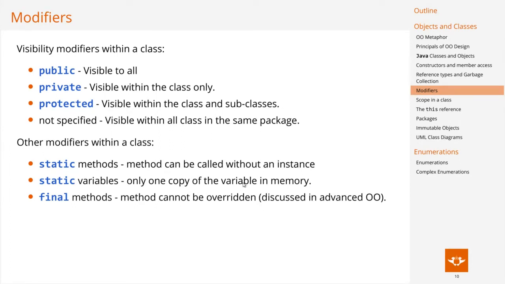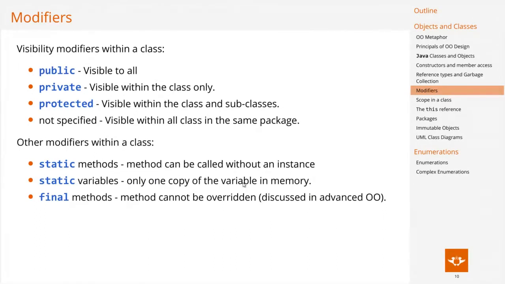Other modifiers, so not visibility modifiers. Static, we already talked about that. Just to recap again, it belongs to the class, it doesn't belong to an instance. We can have static methods, and we can have static variables.